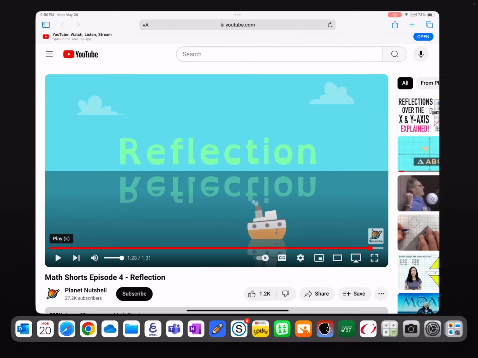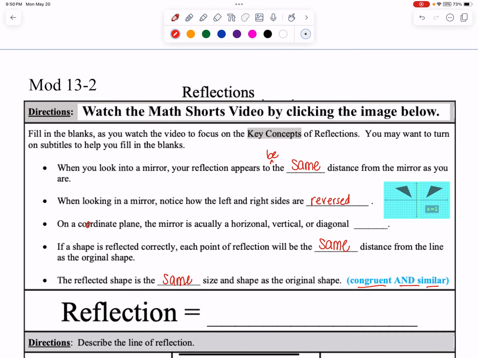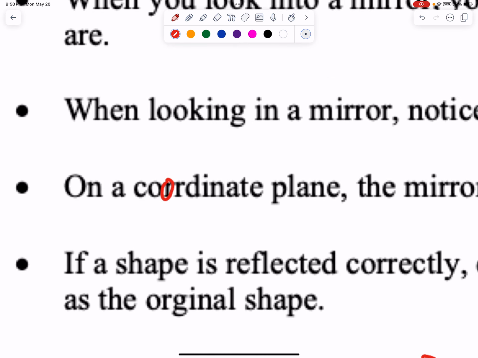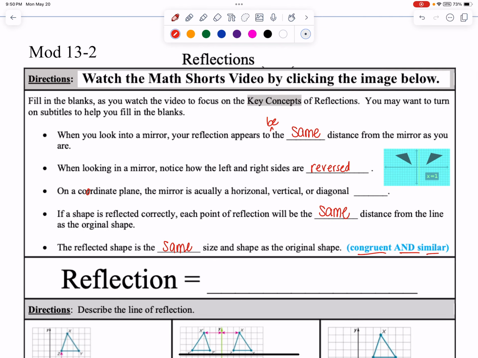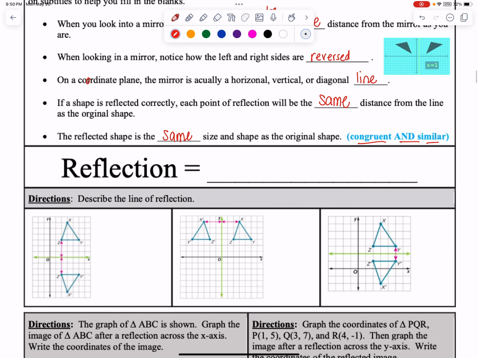All right, so that's it for that. Let's head back here. Our last one here was on a coordinate plane. Make sure you adjust the spelling of coordinate. The mirror is actually a horizontal, vertical, or diagonal, and that was line. Okay, so they showed that you can reflect over any of those lines that are stated, whether it's an x-axis, y-axis, a line on the x-axis, or even a diagonal line.